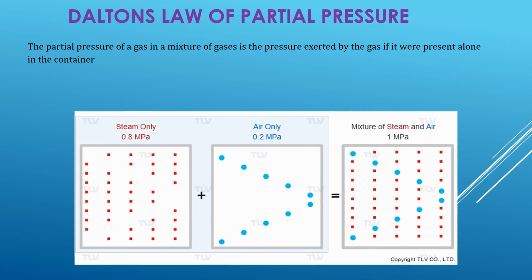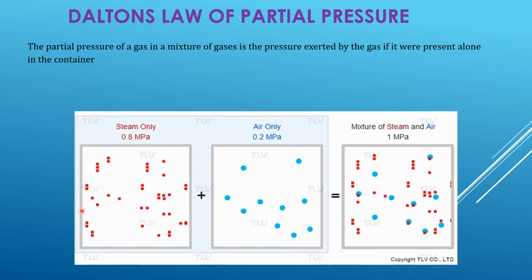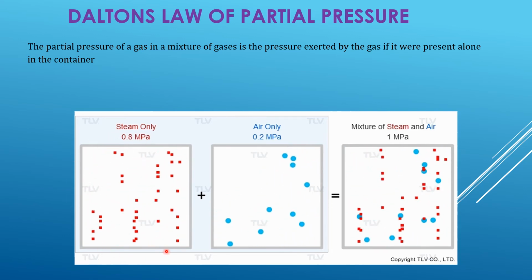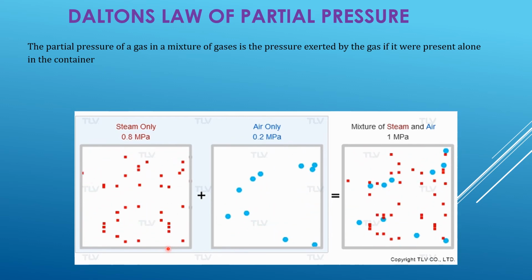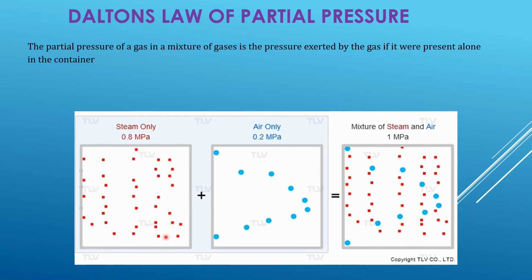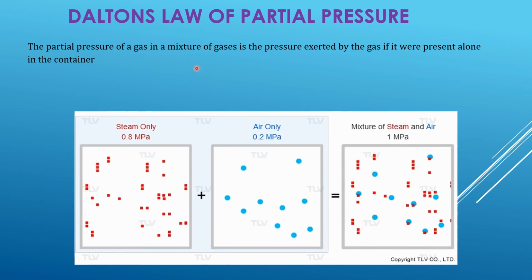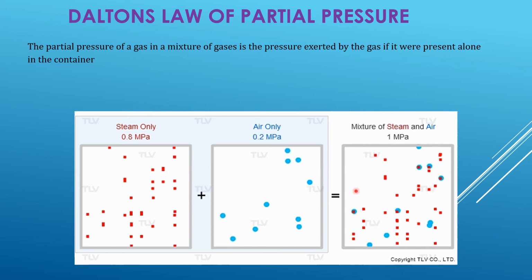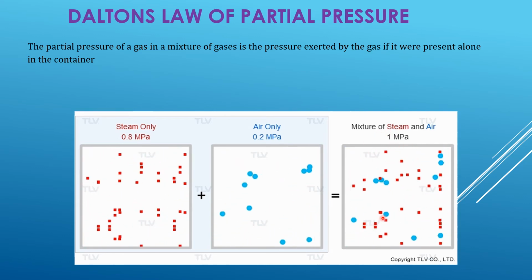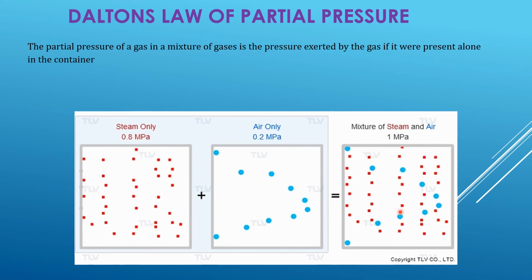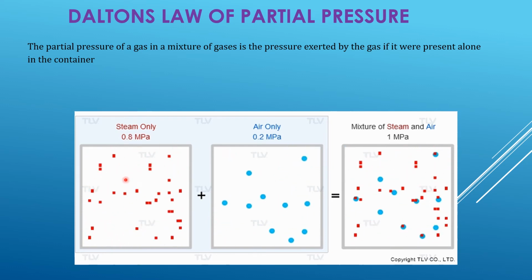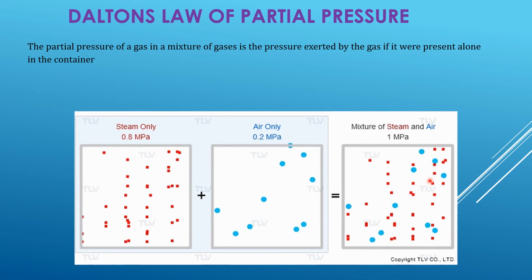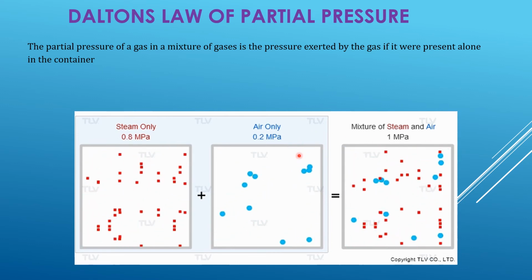Let's look at this scenario. If we're looking at this particular picture, in this particular setup, you can see that the steam particles are exerting a particular pressure of 0.8 MPa. Now, if this steam were present in a mixture, so if you have a mixture of steam and air, the pressure of the steam will still be 0.8 MPa. So whether steam is present alone or in a mixture, the amount of pressure exerted by the steam is going to be the same. And then we look at air.